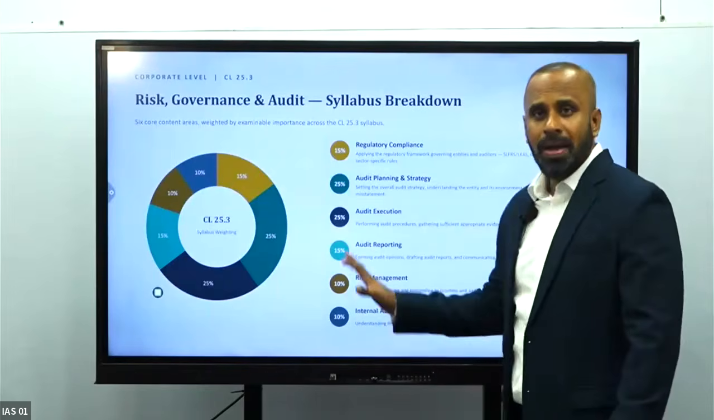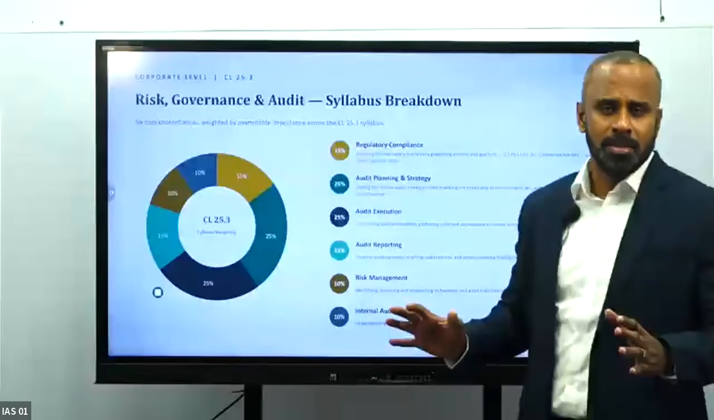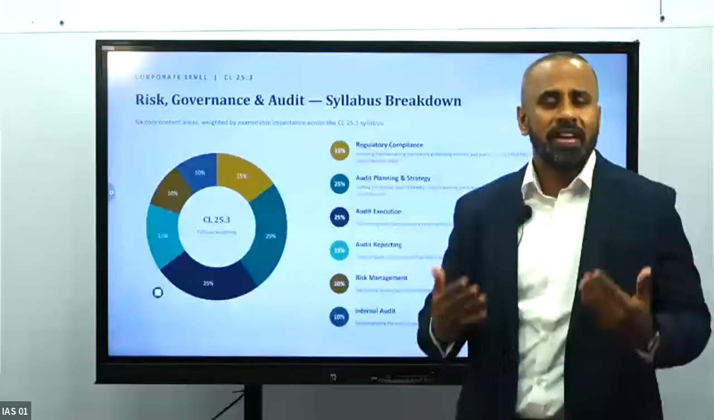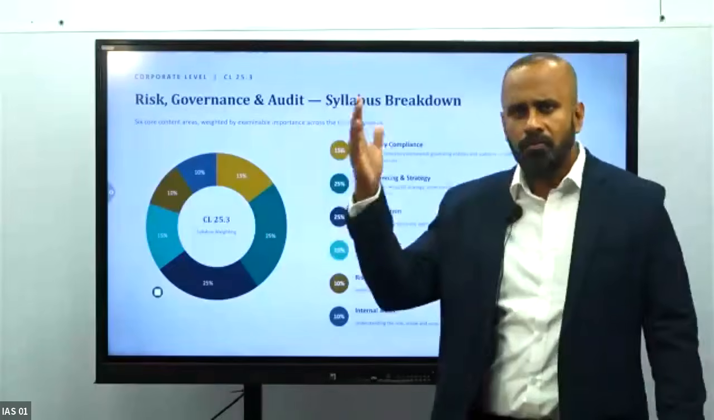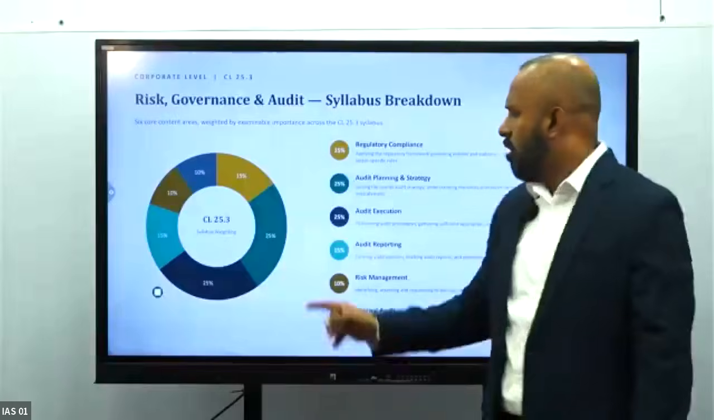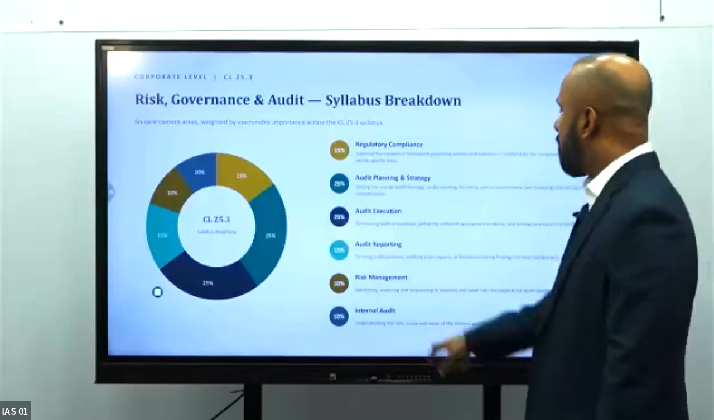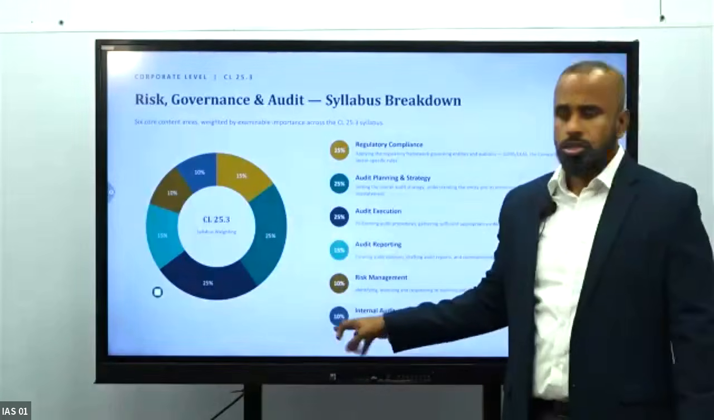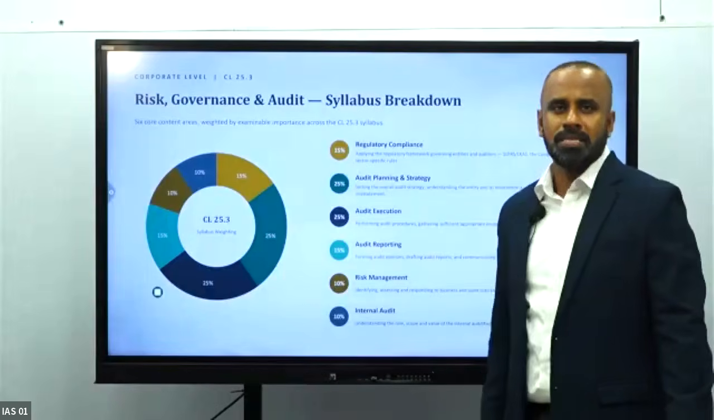Then the risk management, the good old risk management, students, it's all about identification of various types of risk, starting from fraud risk, cyber security risk, then compliance risk, all we are learning in the risk management area. And finally, internal auditing. So for that, you get 10% of the syllabus.